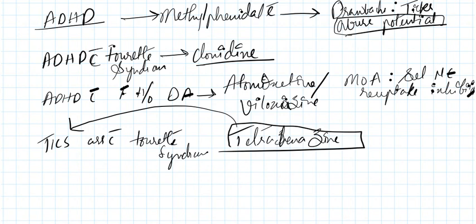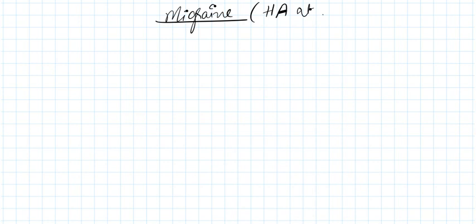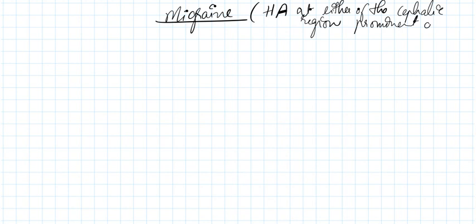Now, up to this one, it's okay. But we have one more condition which we most commonly see in the general population, something you observe in day-to-day life, that is migraine, a headache in the cephalic regions, prominently at the parietals. Now, what are the drugs for migraine?